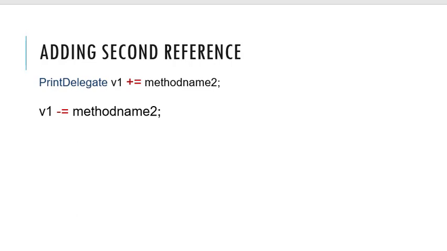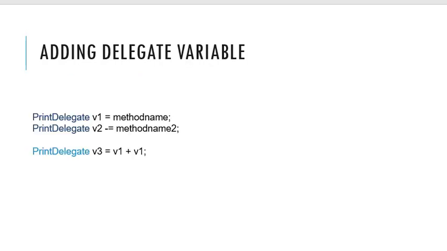Similarly, you can remove a reference using the minus equal to sign. In this case, the invocation list is searched from bottom to top and removes the first reference if it is found. Otherwise, nothing happens. You can also add two or more delegate objects. In this case, all the method references from the delegates being added are obtained and added to the resultant delegate object.